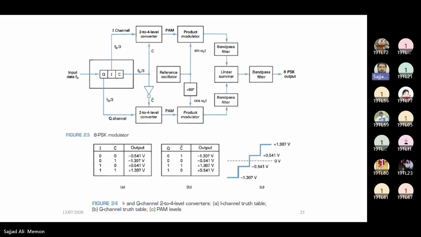And you can see we have a 2 to 4 level converter here. The PAM will be generated, and that PAM will be modulated with the product modulator, goes through the linear summer and the band pass filter, and here we will have the 8 PSK output. That will be in the form of sine. So here we have 2 voltage levels rather than one. You can see minus 1.307 and minus 0.541.